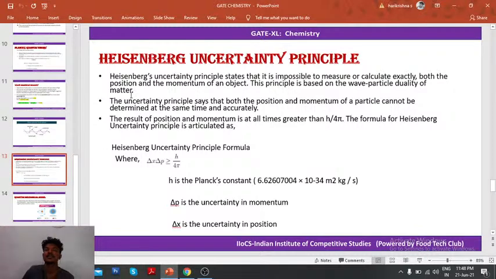Then next, moving on from this dual nature, we are supposed to discuss the Heisenberg uncertainty principle. Hence it is known as the uncertainty principle. It was introduced by the physicist Heisenberg.